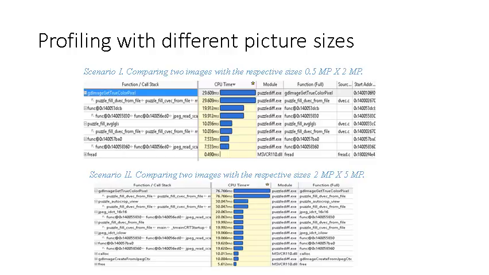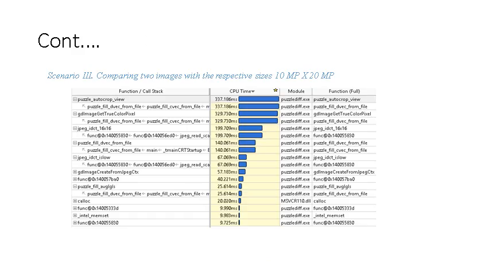In scenario 2, we compare 2 megapixel against 5 megapixel pictures. Again, we see that the most time consuming function is gdImageGetTrueColorPixel, and also some other functions in puzzle_fill_cvec_from_file. In the third scenario, we have big picture sizes compared, and here we can see again gdImageGetTrueColorPixel and autocrop_view. Those are the two most time consuming functions.